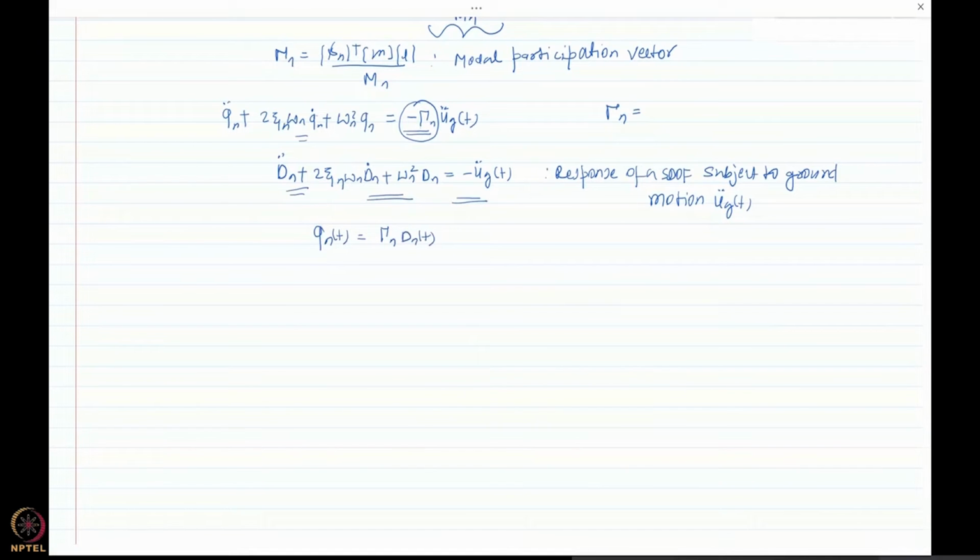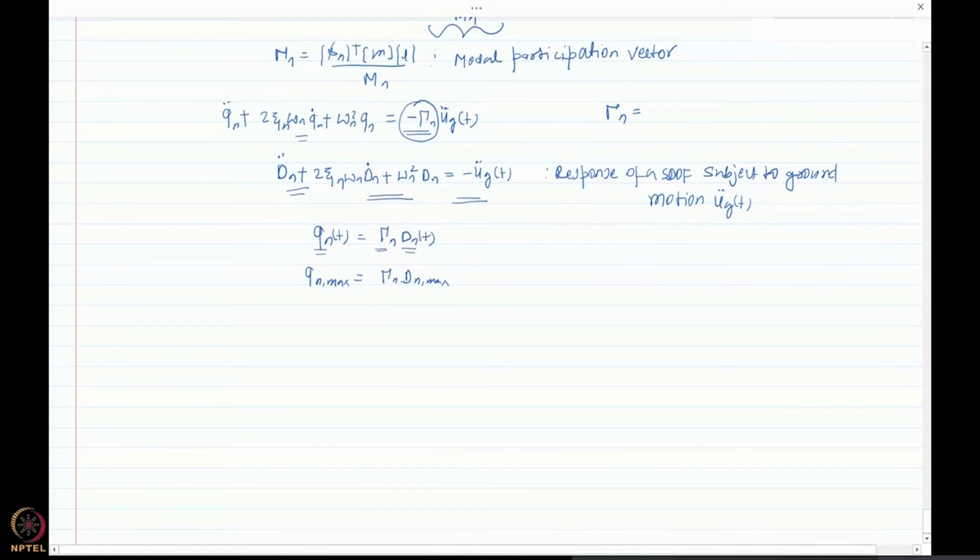All right. And so this was the solution in terms of time. If you wanted the maximum peak solution as well, at least for this single degree of freedom system, it would again be related by the same expression. Instead of Dn, it would become Dn max. Because remember, only Dn is varying in time, and qn is varying in time.